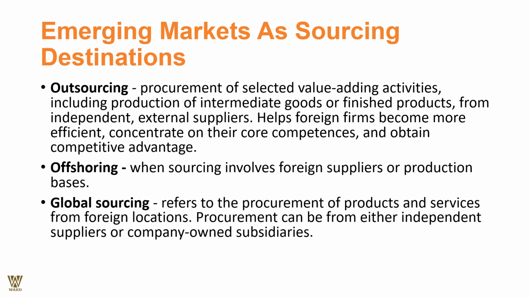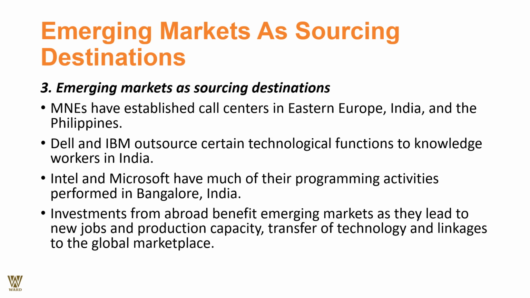This helps foreign firms become efficient, concentrate on their core competencies and obtain competitive advantage. Offshoring is where the sourcing involves a foreign supplier or production base. Global sourcing refers to procurement of products and services from a foreign location. Procurement can be from either an independent supplier or from a company-owned supplier. Let me give you the third reason why emerging markets are sourcing destinations.